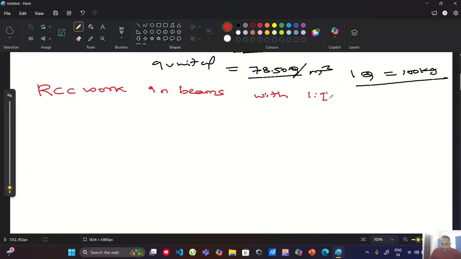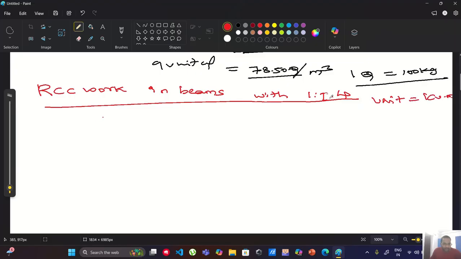RCC works in beams with 1 is to 2 is to 4 mix proportion. The unit is, we need to calculate 1 cubic meter. As I explained a number of times in the previous problems, first we take the unit as 10 cubic meter. Now the proportion is 1 is to 2 is to 4. First of all I am going to calculate the quantities.